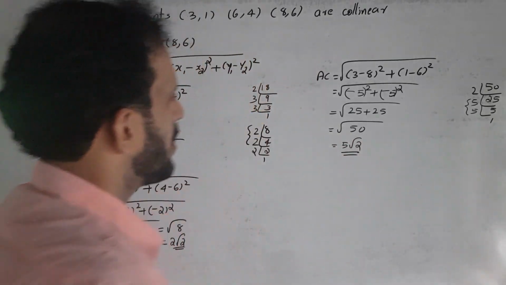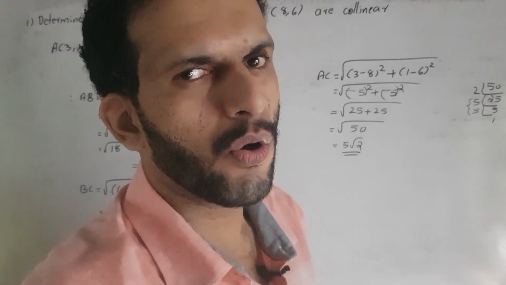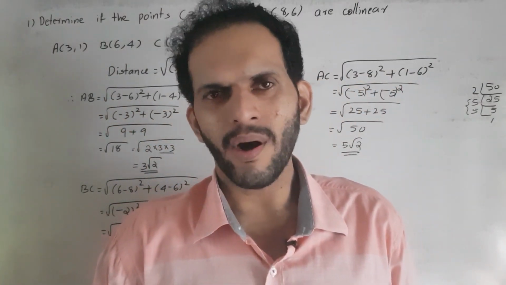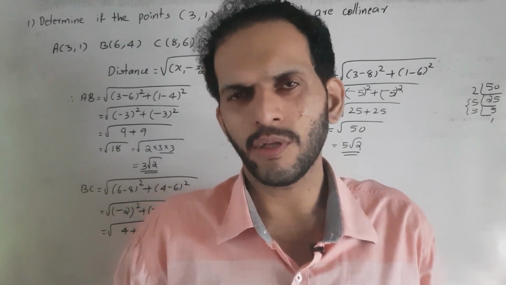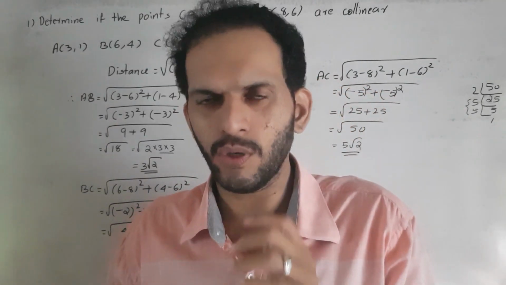Okay, so we got all the distances, the distances between all the points AB, BC and AC. Then which is the smallest one? All the distances are irrational numbers, correct? If we want to add, we want all the irrational numbers to be the same. If one is in the form of 3 root 2, then surely for adding we want the other one also in the form of 3 root 2.